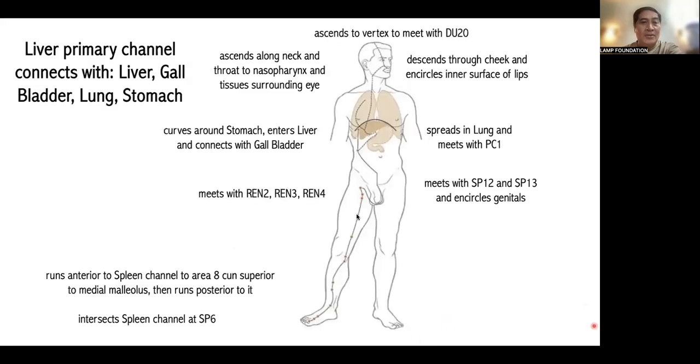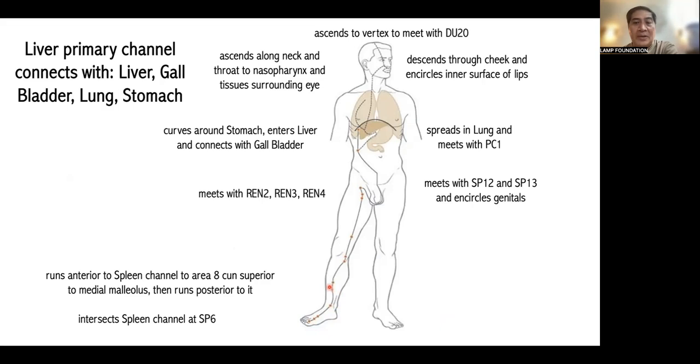Okay, let's talk about the primary channel first. As you can see, the liver primary channel begins on the dorsum of the big toe, continues across the foot to a 0.1 unit in front of the medial malleolus. Then it proceeds upward to spleen 6, where it intersects the spleen channel. Remember, spleen, liver, kidney.